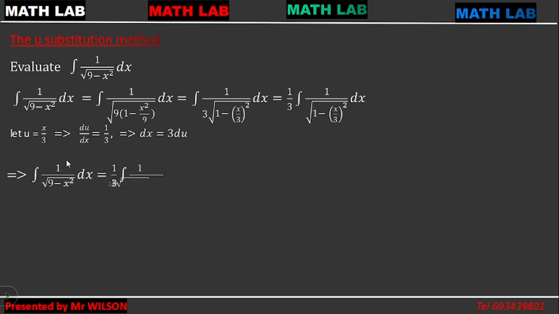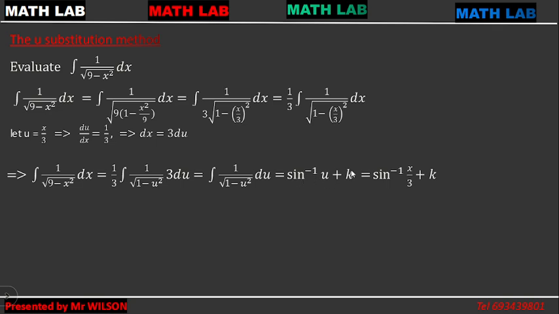So the integral of 1 all over the square root of 9 minus x squared dx will be equal to 1 all over 3, the integral of 1 all over the square root of 1 minus u squared times 3 du. dx equals 3 du. Okay, you just replace it there, and you now start integrating. So now you get what? The integral of 1 all over the square root of 1 minus u squared du. The 3 was factored out and cancelled the other 3. You get this. So this one will be equal to what?